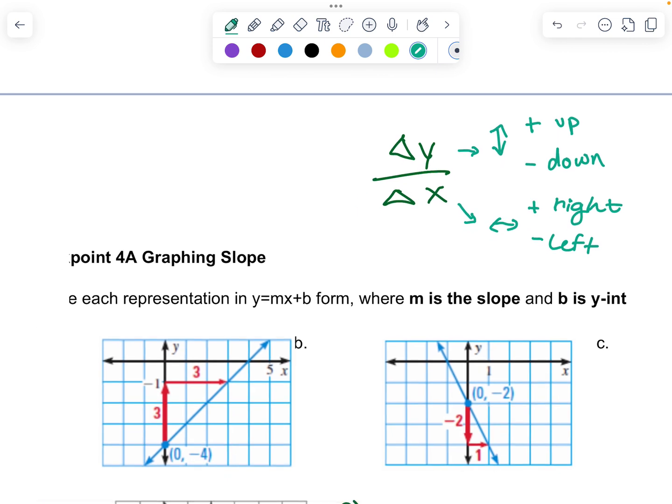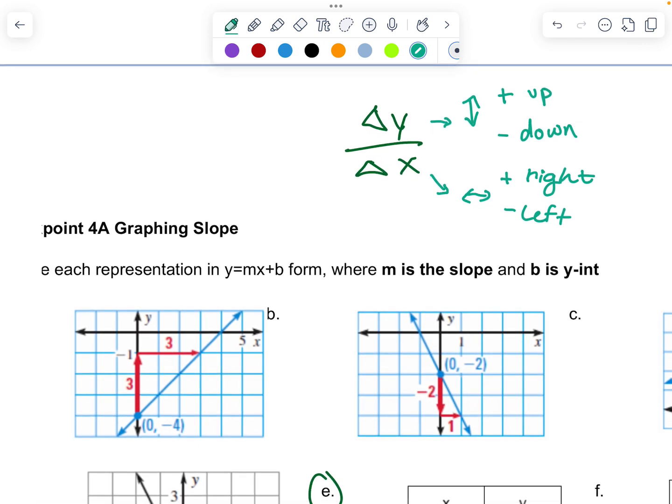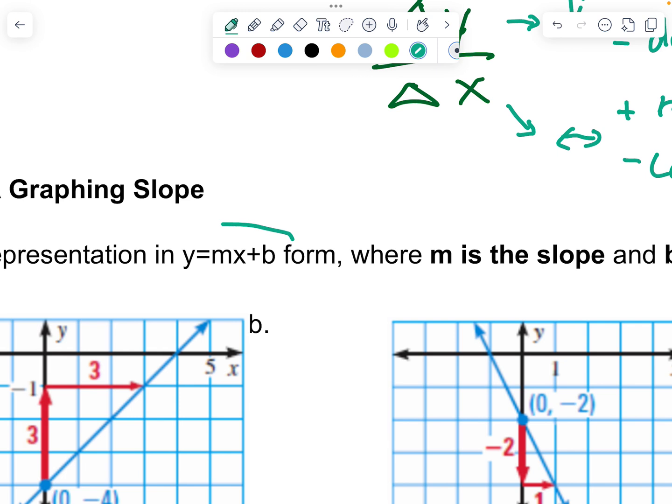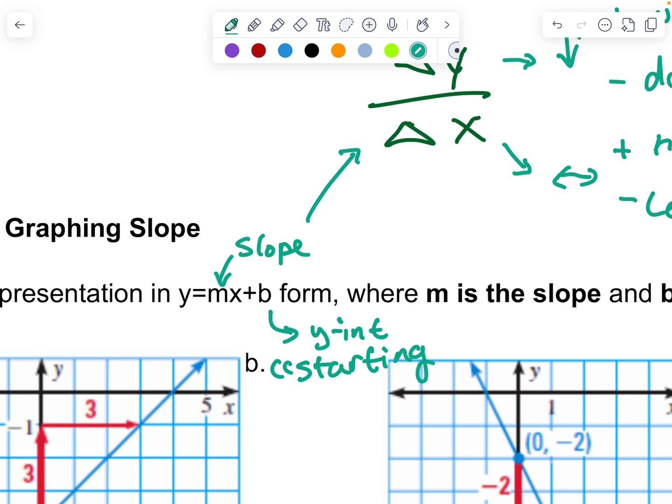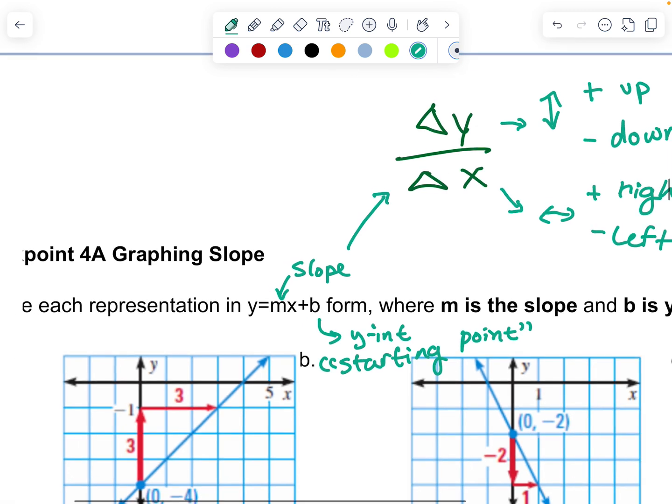Okay? Now, in terms of slope in a line, we have something called slope form right here. Okay? M is the slope, like it says in the directions here. So that number is where you're going to get your movements from. And then B is the y-intercept, or the starting point, we'll sometimes call it. Okay? Starting point meaning this is where you're going to start graphing.